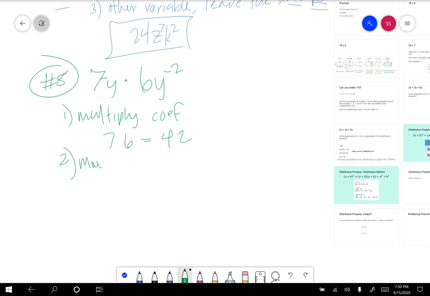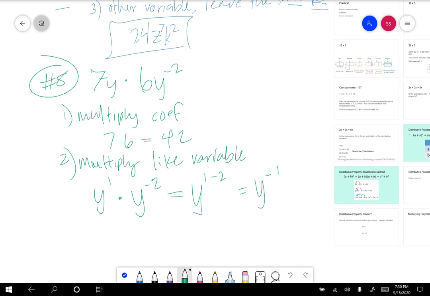Then multiply like variables. In this case, we only have one variable. So we have y times y to the negative 2. Now, if you don't see an exponent, it's the same thing as saying y to the first. So remember, when we're multiplying with exponents and they have the same base, it's the same as adding those exponents. So we could say y to the 1 minus 2, or you could say 1 plus negative 2, same thing, which would be equal to y to the negative 1.